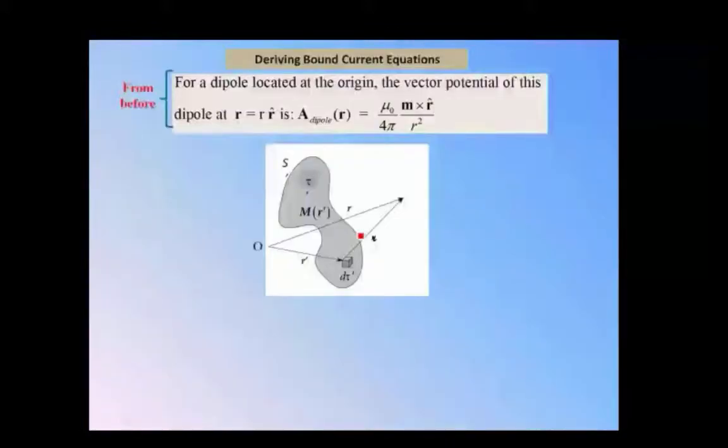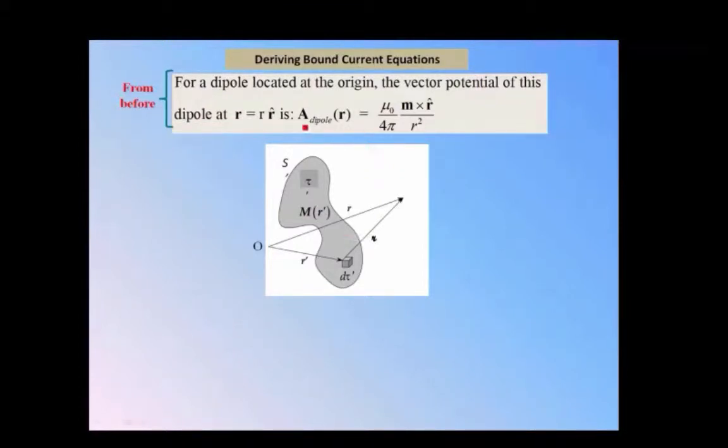What we want to do now is derive what we call the bound current equations. And these bound currents are basically currents which will allow you to get the magnetization of a system and get the B fields just due to a magnetized material. To do that, we're going to have to use the magnetic potential.